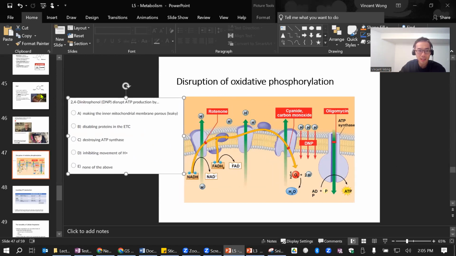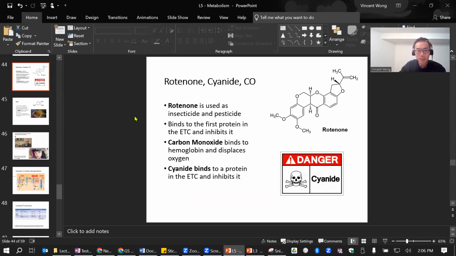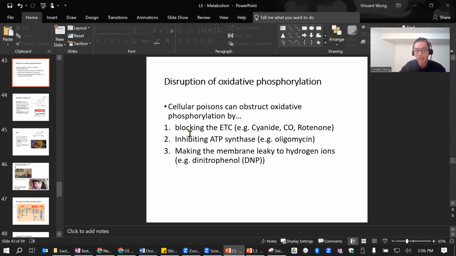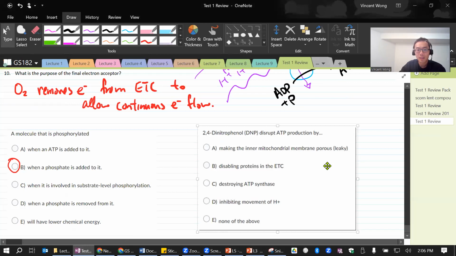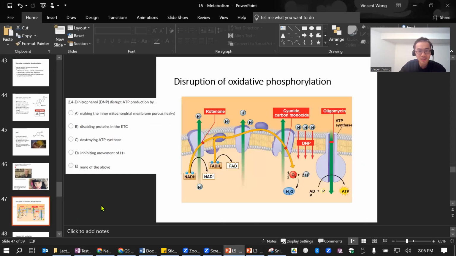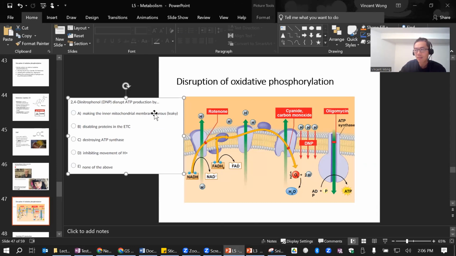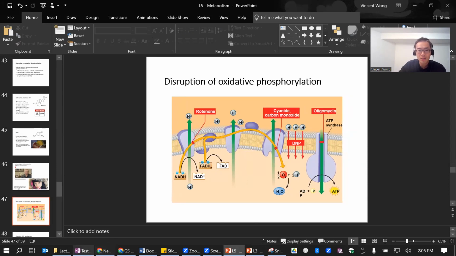Disabling proteins in the ETC, that would be like rotenone, right? CN and carbon monoxide. There's actually a couple of slides here that list all the poisons and how they disrupt the ETC. Okay, so what's the correct answer? That's the correct answer. After all that, look at the picture. What is it doing to the hydrogen? It allows them to leak back in, right? Makes the inner mitochondrial membrane more porous, leaky, right? Okay, all right, that's all for the review.